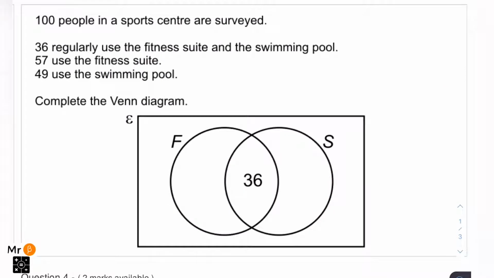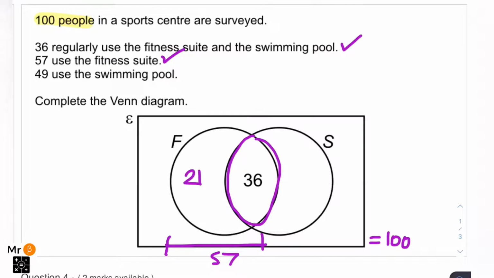Question 2. So again, it's told us that we have 100 people in total. So we know that this must add up to 100. And again, it is a very good check to guarantee all the marks in your exam. It tells you that 36 use the fitness suite and the swimming pool, that middle section, and that's already been filled in for you. It then tells you 57 in total use the fitness suite. So I know that in this fitness circle here, it's got to equal 57. Well, there's 36 already in the middle, therefore it must be 21 just in the fitness circle.